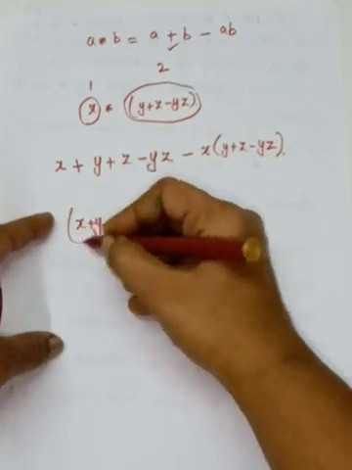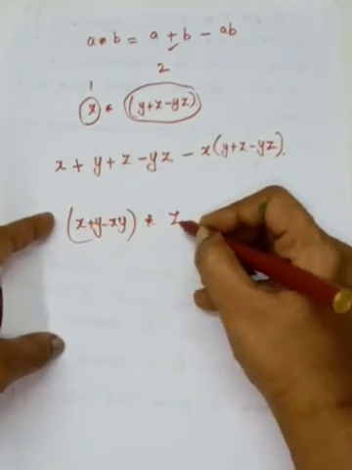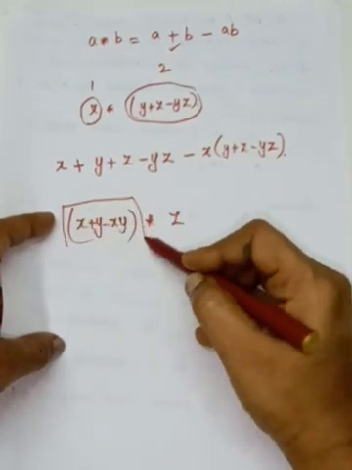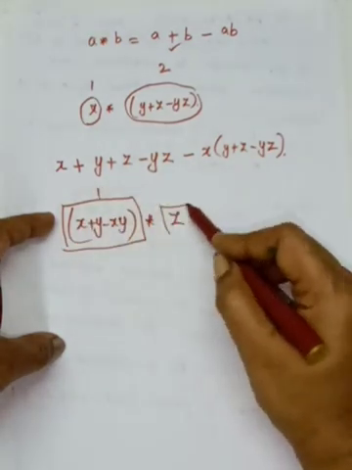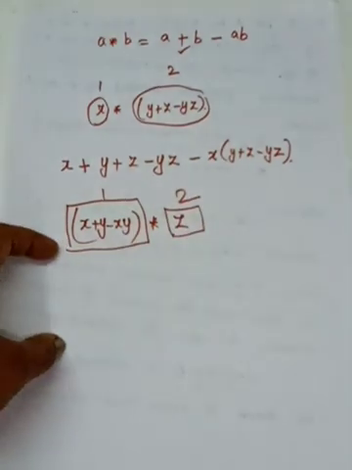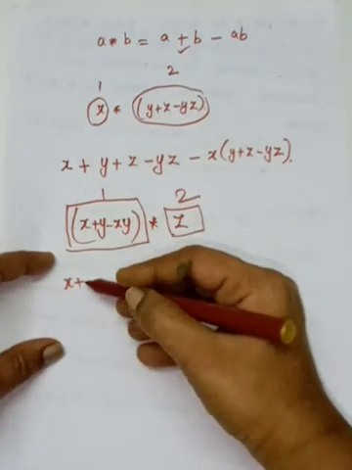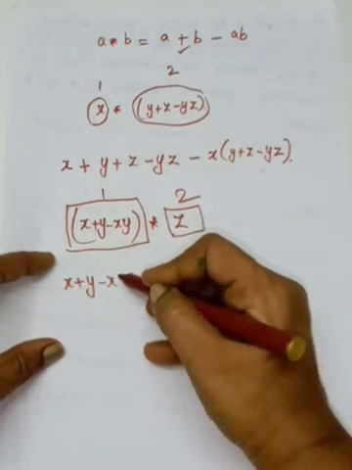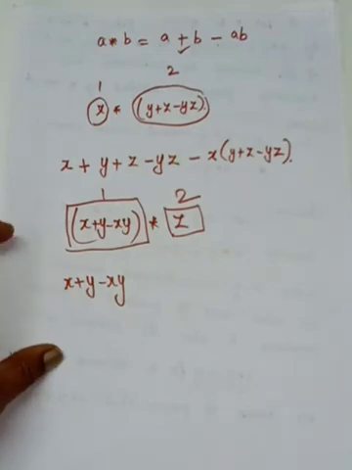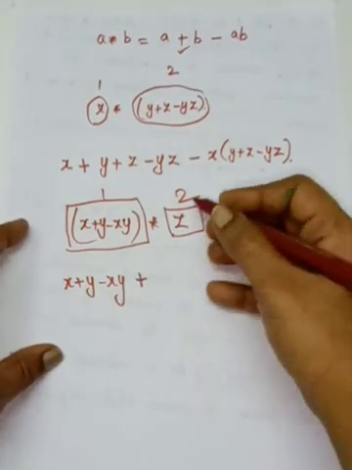This is your first number, asterisk Z. So this is your first number and this is your second number. So asterisk means what you have to do? You have to write the first number. So X plus Y minus XY. I have written the first number. Next, plus. You have to write the second number.